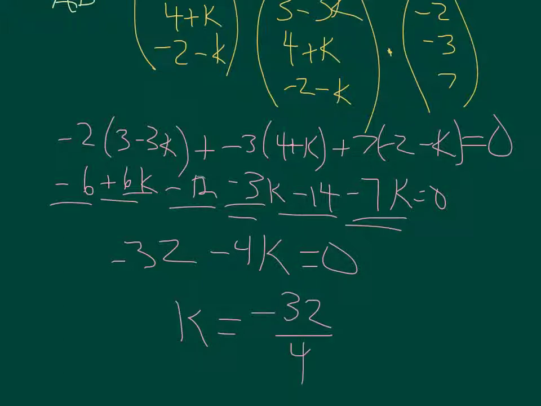So solving for this, we get k equals negative 32 over 4. So k is negative 8. And there we go. I think I did all my arithmetic right. But there's the end of our section.